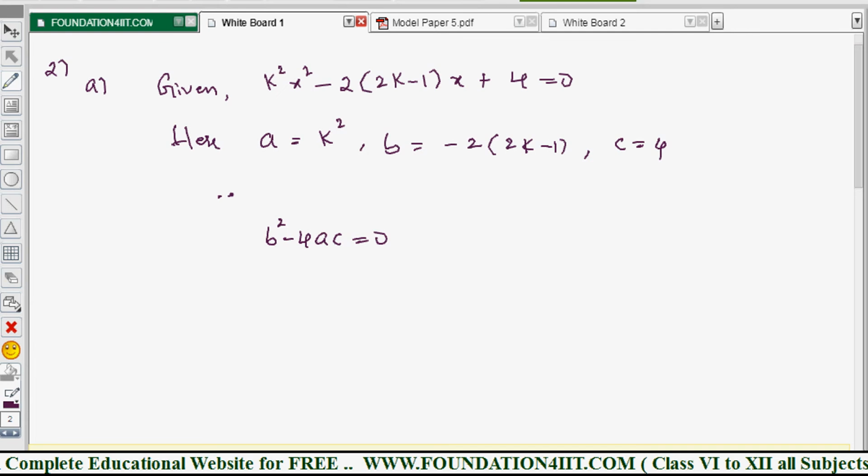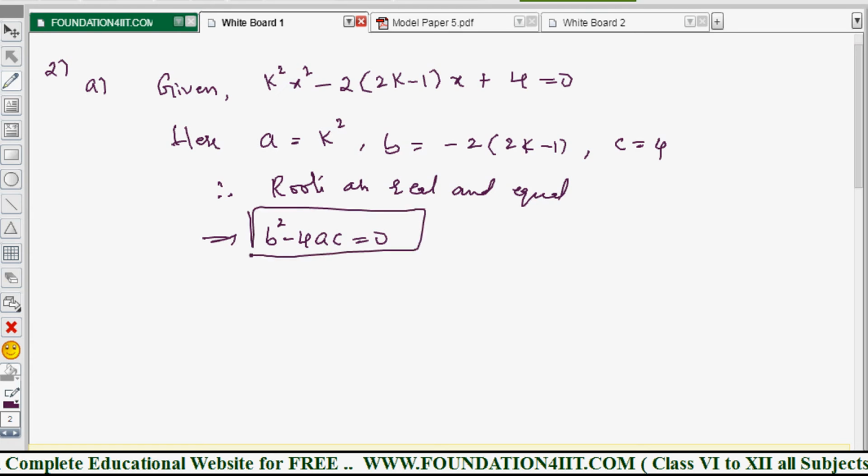Because the roots are real and equal, we can apply b square minus 4ac is equal to 0. So in this formula, we substitute the values in the place of a, b, c. So b square, minus 2 into 2k minus 1 whole square, minus 4 into a is k square and c is 4, that is equal to 0.